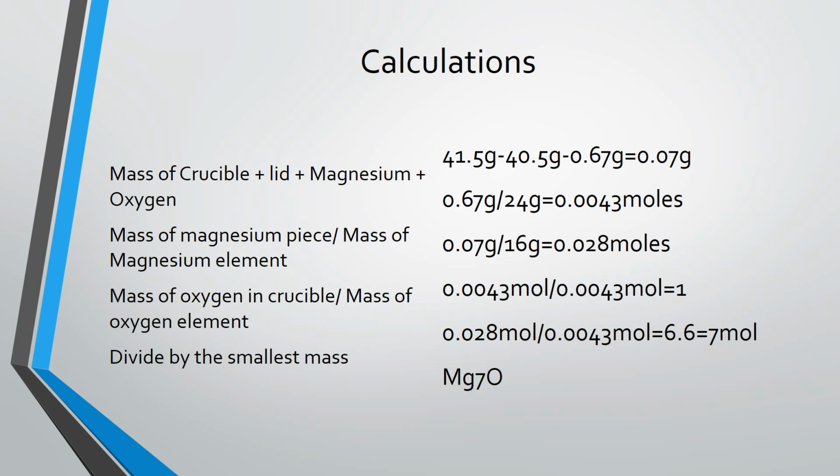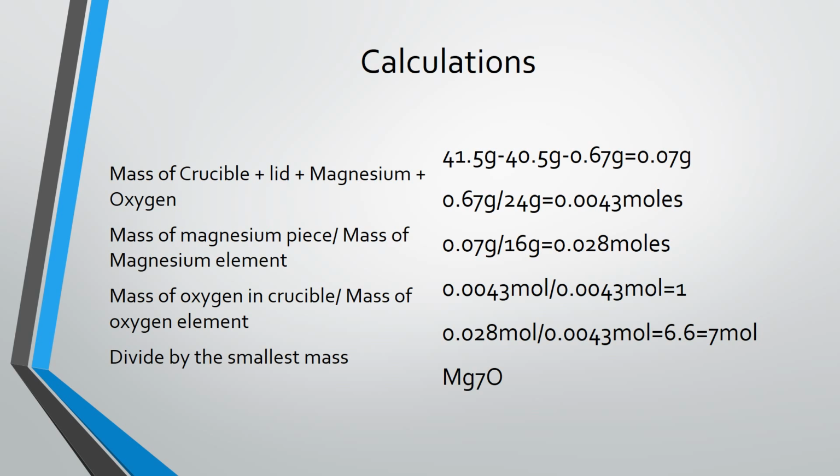Then I had to find the moles of both elements. So for magnesium, I divided 0.67 grams by 24 grams, which is equal to 0.0043 moles. And for oxygen, I divided 0.07 grams by 16 grams, which equals 0.028 moles.